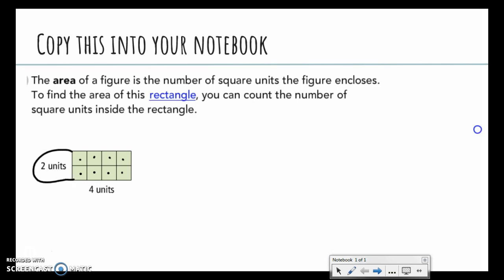Or you can just see that the height is 2 units and the base is 4 units. 2 times 4 is 8. And guys, that's the fastest way to do this, because if you had more than 8 square units, say you had like 172, I'm sure you wouldn't want to spend 10 minutes counting each square to make sure you didn't miscount something. Just multiply. When you finish copying this down, push play, and let's move on to the next slide.